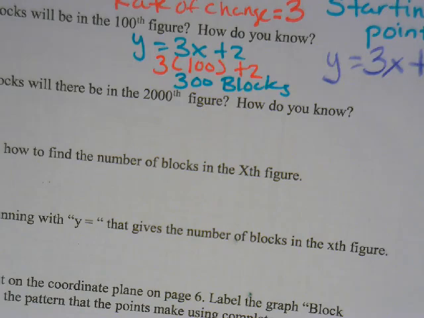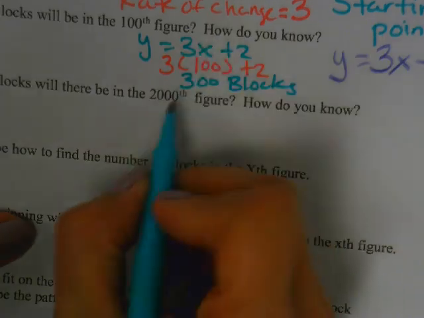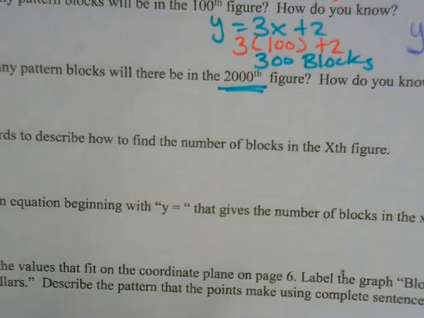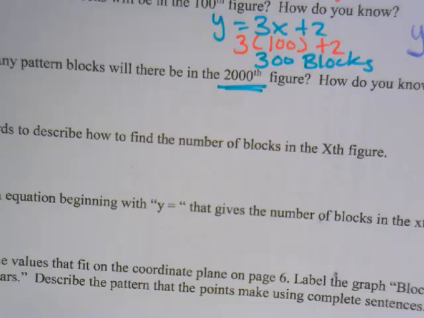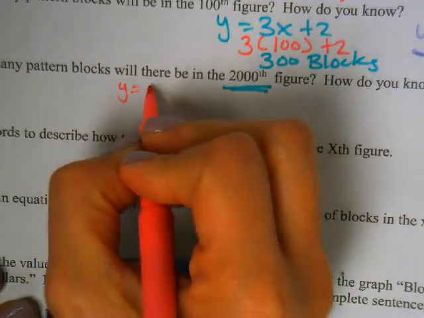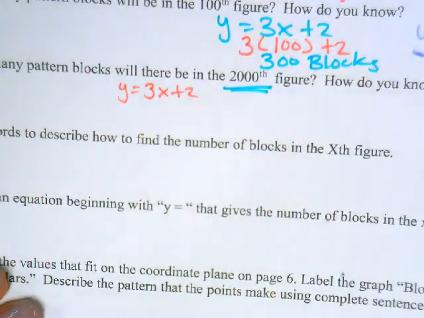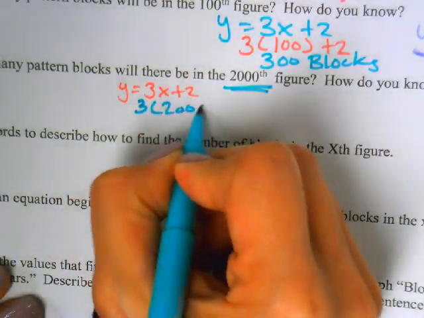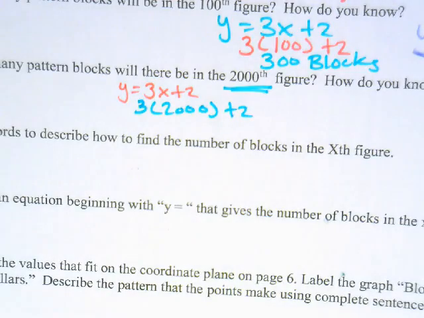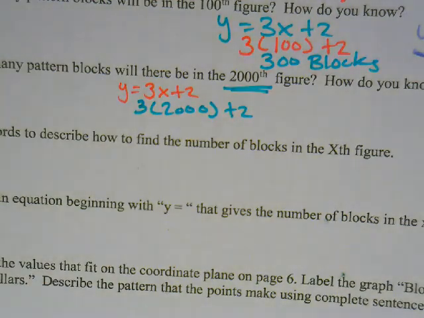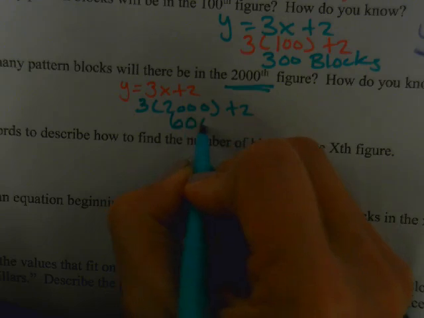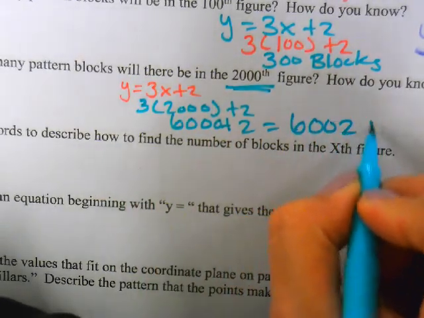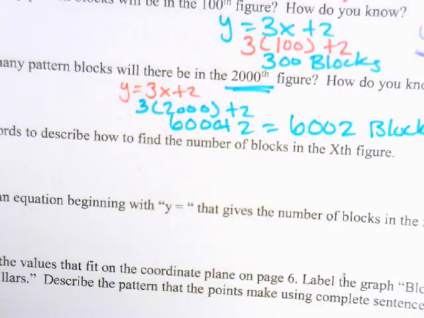All right. How many pattern blocks in the 2000th figure? So what would I do? 2000 times 3 plus 2. Yep, we're going to use our equation. Y equals 3x plus 2. And then the x would be 2,000. So 3 times 2,000 plus 2. What's 3 times 2,000? 6,000. Good.